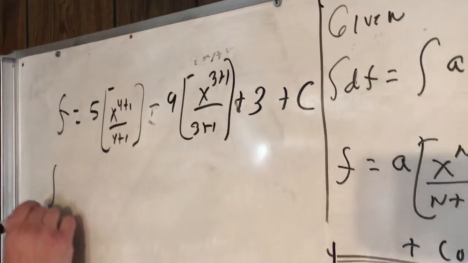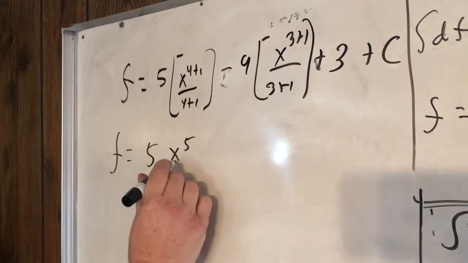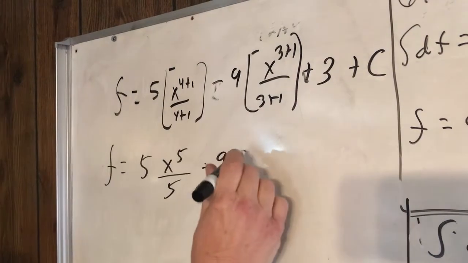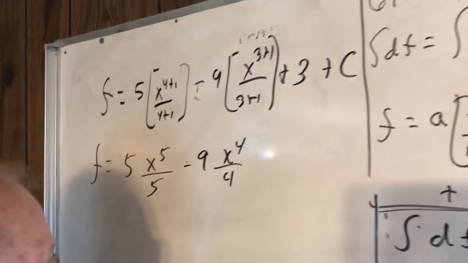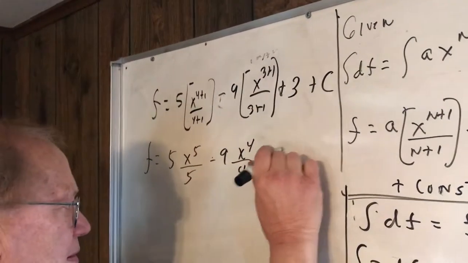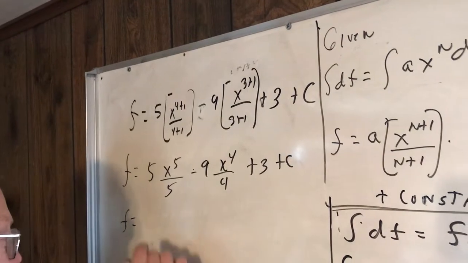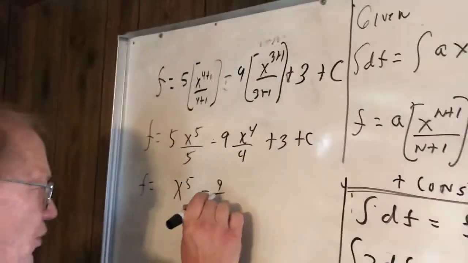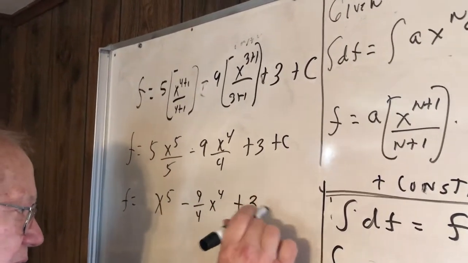Let's clean it up. 5x^5 over 5, minus 9x^4 over 4, plus 3, plus c. And the final one, the 5's cancel: x^5 minus 9/4 x^4 plus 3, plus c.